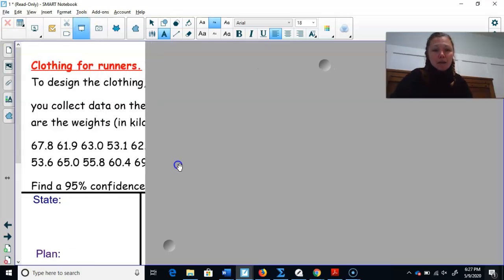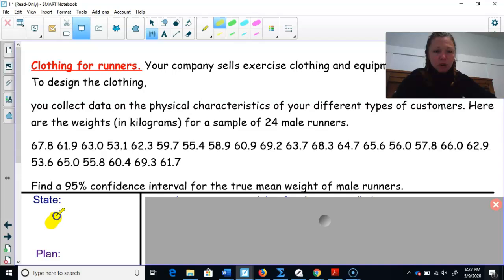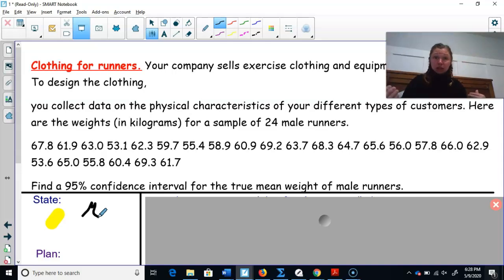So for the state, before it was, your state was talking about the parameter P. Now our parameter is called mu, and that's actually a Greek letter, and I'll draw that for you. Whoops, I don't want to be on highlighter, forgive me. Mu looks like this, okay? Mu is a parameter that's describing the average about an entire population. So we're wondering about the true mean or average weight of all male runners, okay? And so since I'm typing everything, the way you spell mu is MU.